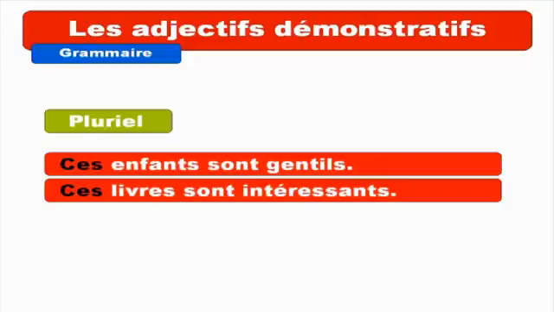Okay? And then the second example. Ces livres sont intéressants. Okay? And in this case as well, you can hear this small link between sont and intéressants. Sont, un. Okay? So let's repeat it together. Ces livres sont intéressants. Repeat. Ces livres sont intéressants.